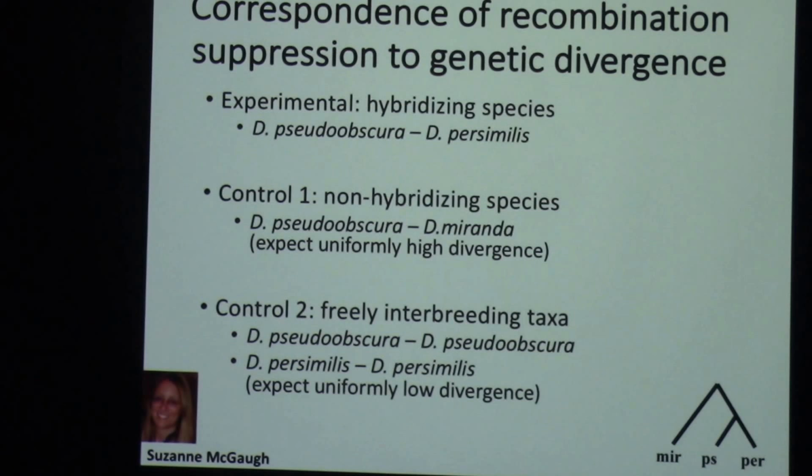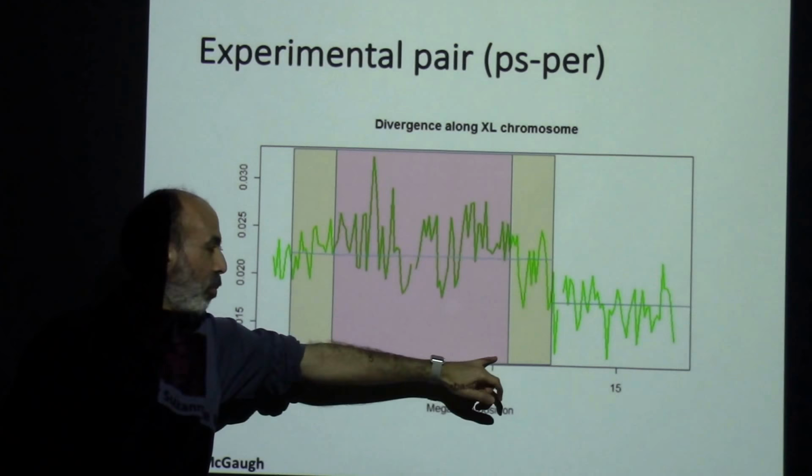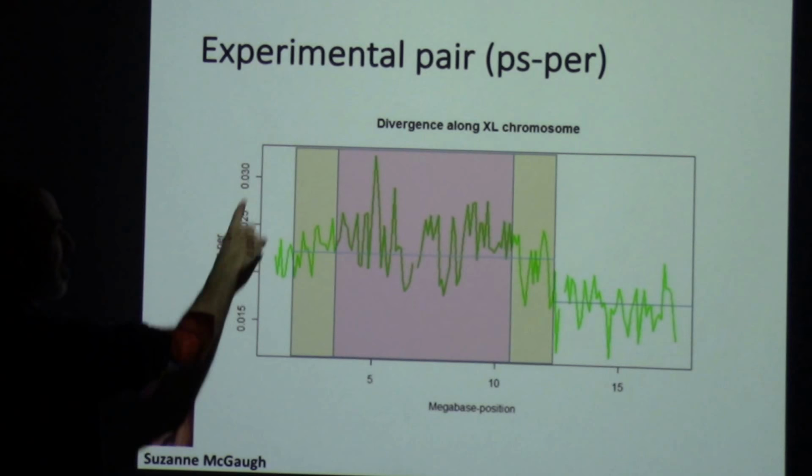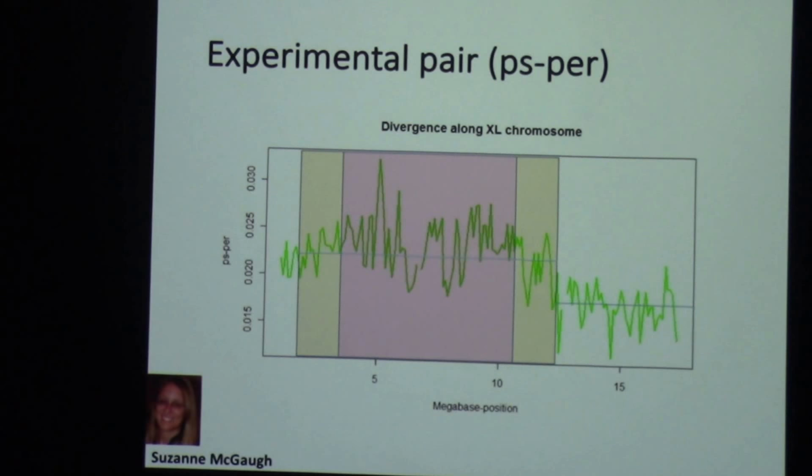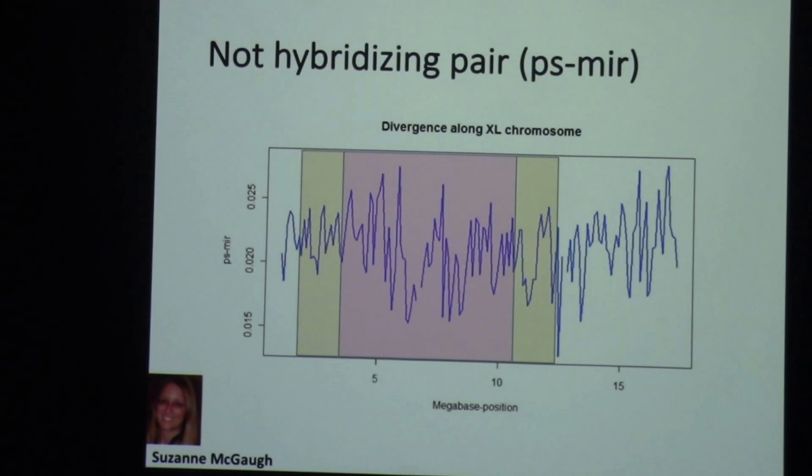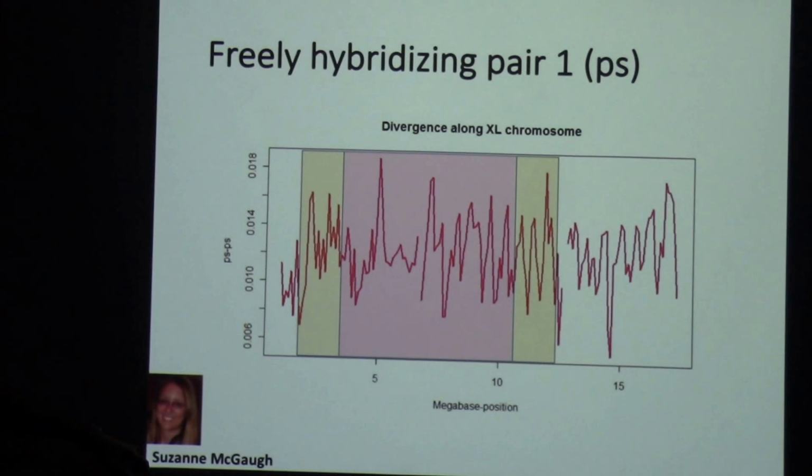So here's pseudoobscura versus persimilis. The pink indicates where the inversion is. The orange is about 2.5 megabases outside it. Look at that. This is divergence on the y-axis. It just plummets right at that point. Exactly where we expect it to be. It's not at the inversion breakpoint, but it's right at that other point. If we look at Drosophila pseudoobscura versus miranda, where we expect uniformly high, it's exactly what we see. There's no pattern associated with inversions at all. If we look within species, in pseudoobscura, uniformly low. I should acknowledge this is by my former postdoc, Suzanne McGaugh. Then for persimilis, again, uniformly low.